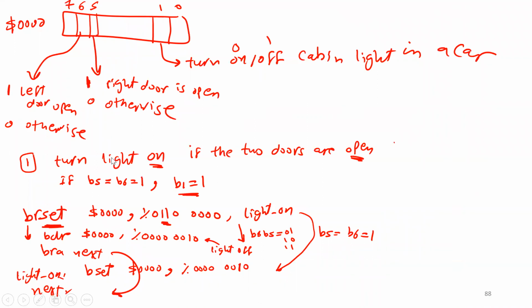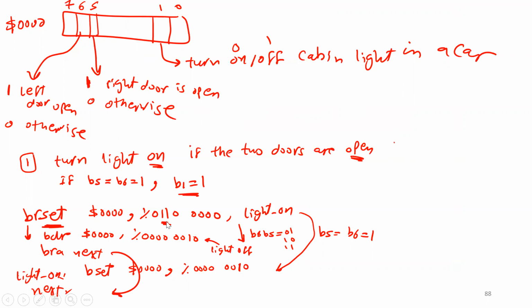So here, I want to turn the light on. I want to put 1 here to turn the light on if the 2 doors are open. If the 2 doors are open, that means if this one is 1 and this one is 1, I have to put 1 here. Otherwise put 0, because open means 1. Look how I did it. First, I'm going to use branch if set, and then I'm going to check these 2 bits.